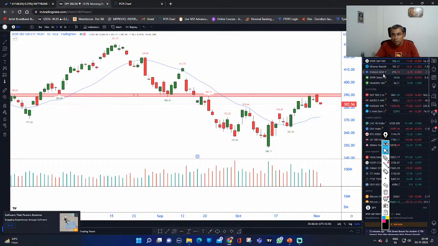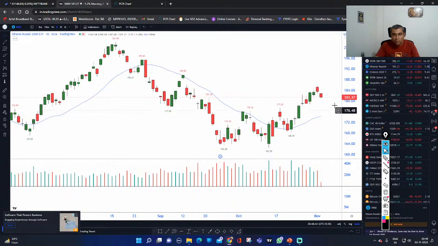Let me just see what is happening in the Russell 2000. So a minor pullback might come till this point. So it looks like a mixed kind of trading environment in the US markets.